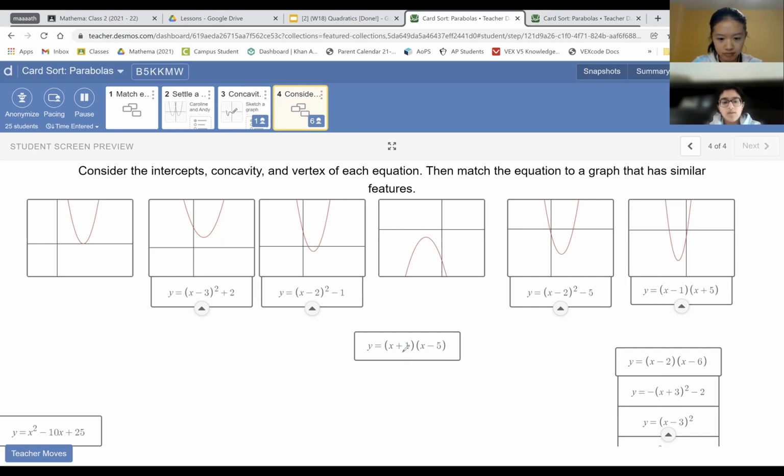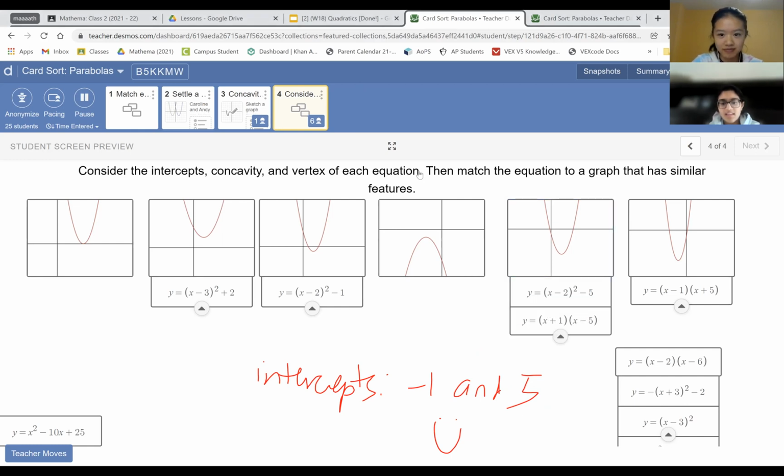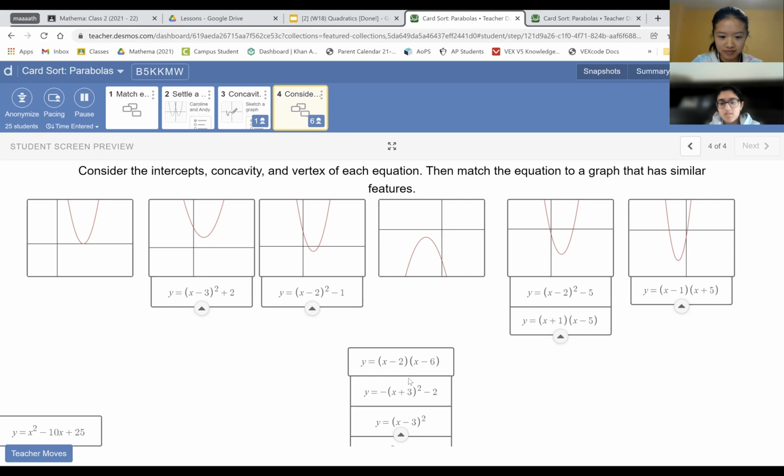Then this one, y is equal to x plus 1 times x minus 5. This would have x-intercepts of negative 1 and 5, and it's also concave up. So that would mean that it would look something like the fifth one, right? So we would put that there. And then next one, y is equal to x minus 2 times x minus 6.